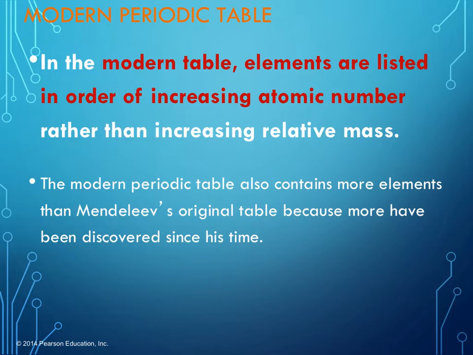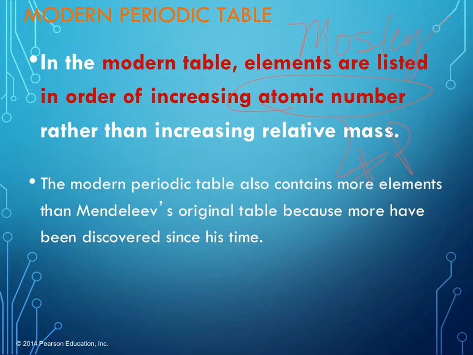Our modern periodic table just tweaked Mendeleev's table a little bit, and this guy's name was Moseley. And instead of ordering the elements by mass, as Mendeleev did, he ordered the elements by their atomic number. Hopefully you remember that atomic number is the number of protons.